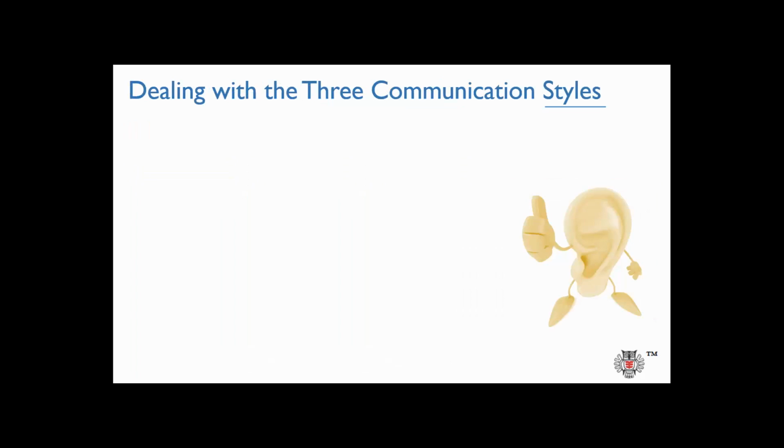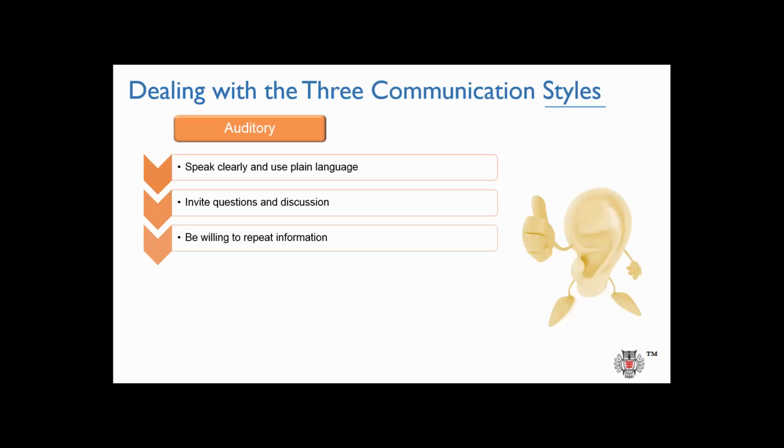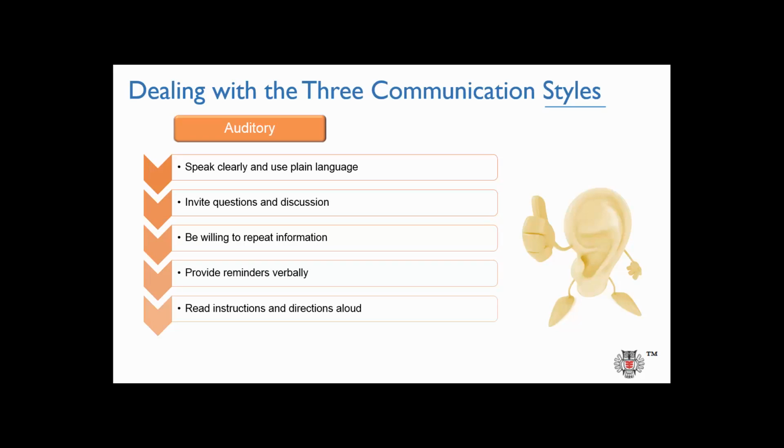So when you're dealing with the three communication styles, auditory, they speak clearly and use plain language. They like to invite questions and have discussions. You need to be willing to repeat the information back to them if you're communicating with them. They provide reminders verbally. They read instructions and directions aloud. They talk more than most people because that's how they're communicating. Be patient and maintain a calm and even tone when asked to repeat or review information.